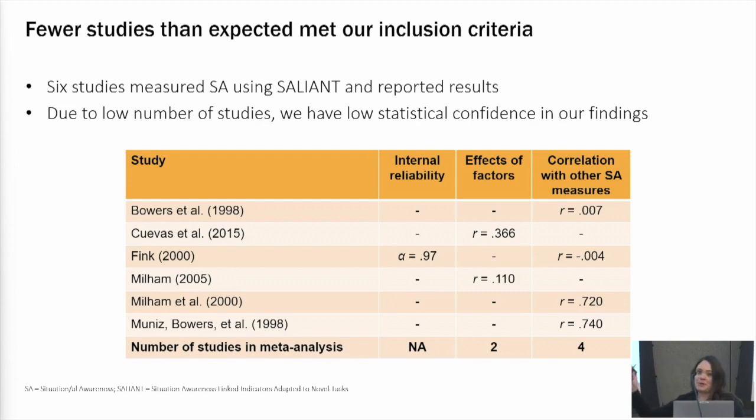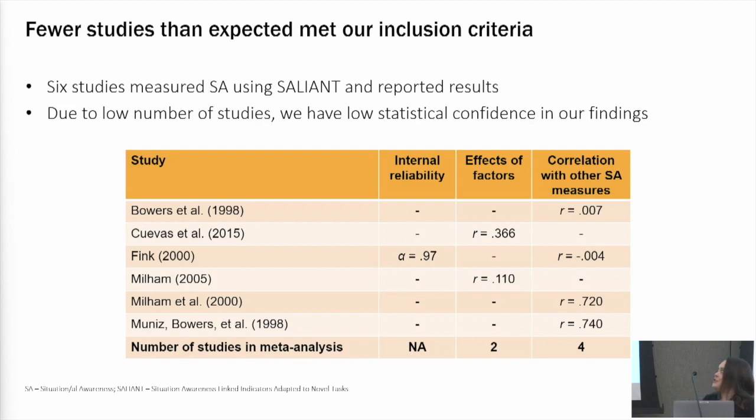So what did we find? We found that there are not that many studies looking at SALIANT and its effectiveness as a measure for situation awareness. Six. Which is not great. Worth noting that these studies, these six in our final sample, were the ones that reported results, right? So we had studies reporting some kind of qualitative effect, but they did not report statistics such as Cronbach's alpha or inter-rater reliability. We had no way of extracting any quantitative data.